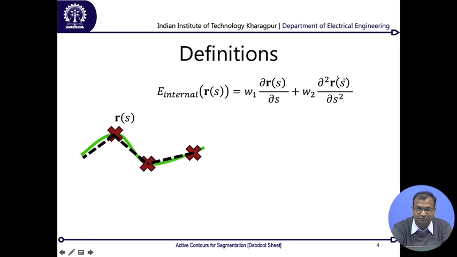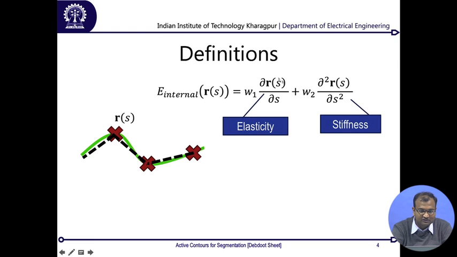The second term would similarly be broken down in terms of a second order derivative, and then you need to take the weighted summation of them. Now this first term is called the elasticity of the contour, and the second term is known as the stiffness of the contour. Imagine that you have a rubber band in your hand. Imagine there is a plane surface on which you have a few pins, and you have stapled the two ends of the rubber band there, and then you have to pull this rubber band such that it goes across these pins.